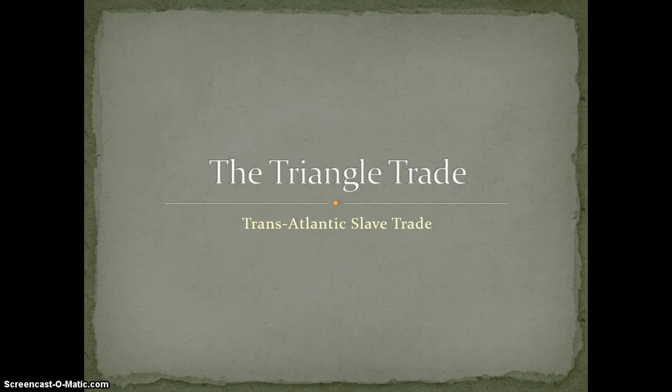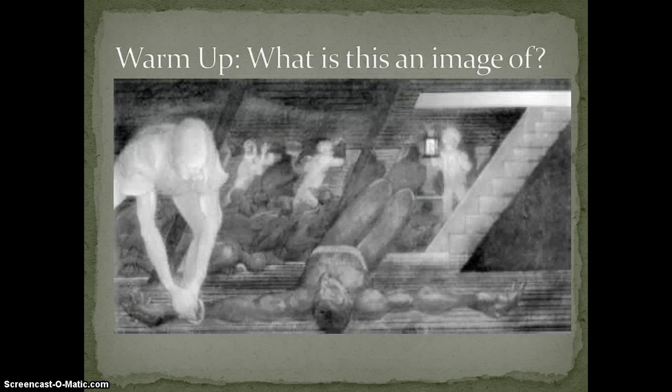All right, today we're going to be talking about the triangle trade, which is a part of the transatlantic slave trade. Now, if you look at this picture, you're probably wondering what it is. It's sailors tying down African slaves into the hold of a ship for transit. Now, this is treating humans the same way you would treat any cargo, not very well, because they're not seeing them as people, they're seeing them as commodities.